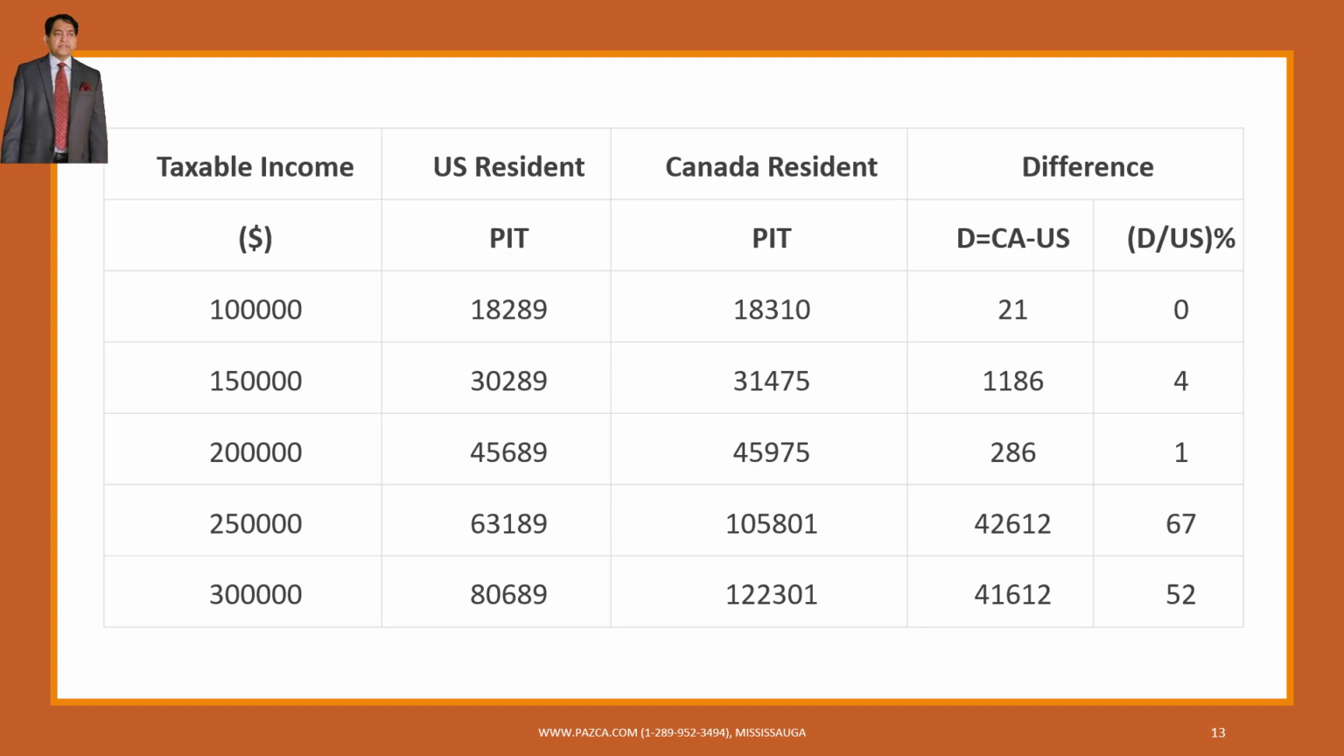But beyond this point, for example, anyone earning $250,000, if they are living in Canada, they have to pay 67% additional tax when compared with their US counterpart. Anyone earning $300,000 has to pay 52% additional tax when compared with their US counterparts. So the interesting point you might have noticed in this slide is that anyone earning $100,000 and $200,000 is paying more or less the same level of tax whether they live in Canada or the US.